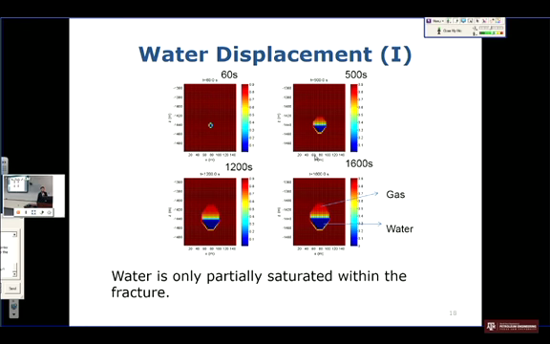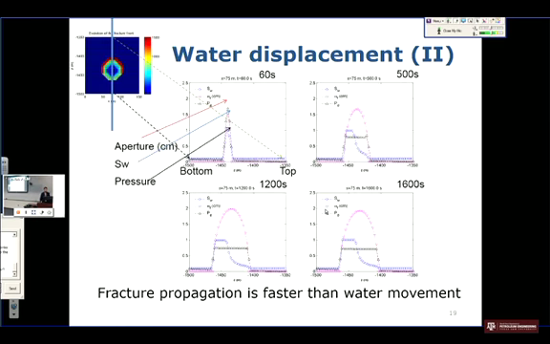Here are the gas saturation maps. At initial time, the water is fully saturated within the fractures, but as time goes on, water takes the lower part, whereas the gas takes the upper part. So water is only partially saturated within the fracture. Let's look in more detail at the aperture, water saturation, and pressure along the center line. This bottom corresponds to this point, and the top corresponds to this point.